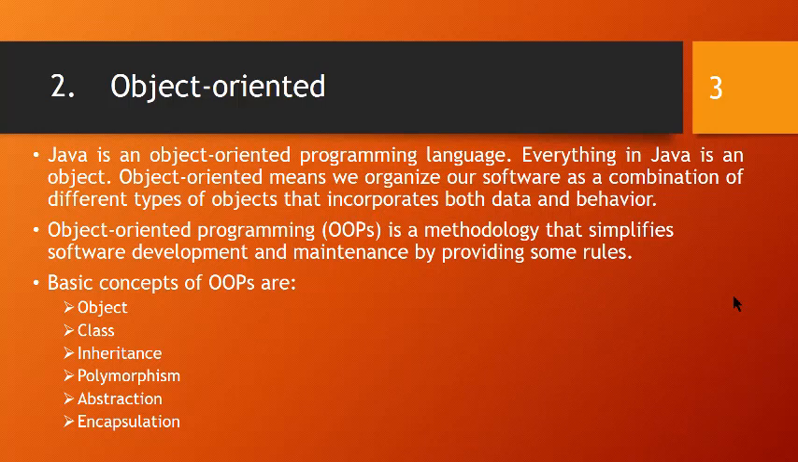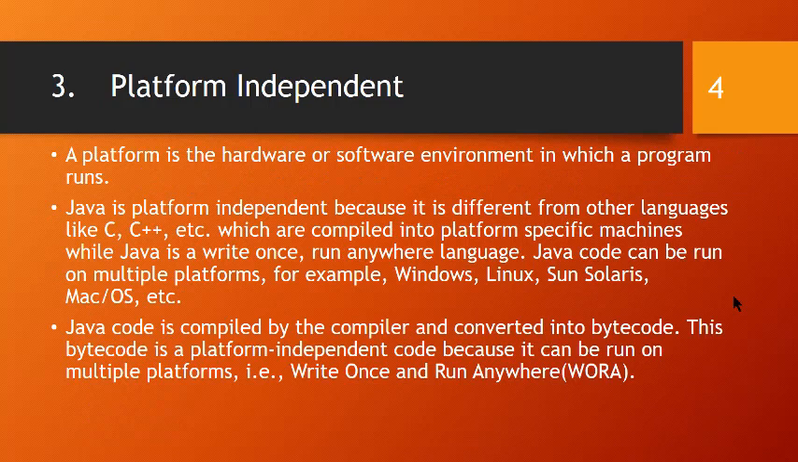Moving on to the third feature of Java, that is platform independence. A platform is the hardware or software environment in which a program runs. Java is platform independent because it is different from other languages like C, C++, etc. C and C++ languages are compiled into platform-specific machine code, while Java is a write-once-run-anywhere language. Java code can be run on multiple platforms, for example Windows, Linux, Mac operating system, etc.